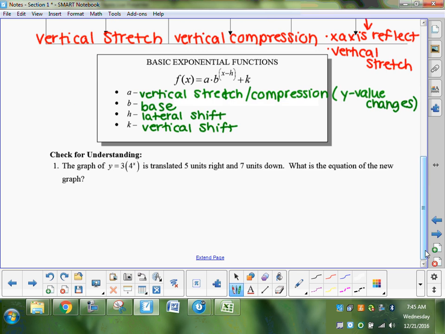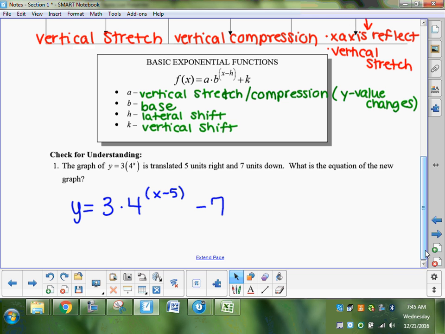So for the next one, if we were going to translate this graph to the right 5 units and down 7, what would the equation of the new graph be? I need to take this graph and shift it to the right 5 units and down 7. What would that end up being? Yeah. 3 times 4 to the x minus 5 power minus 7. Go into your calcs and let's see if we can get this to work.